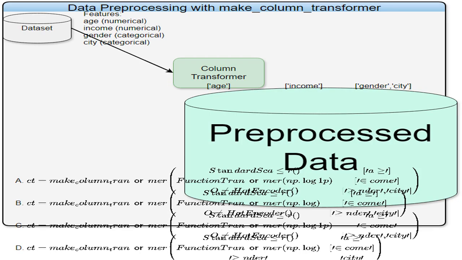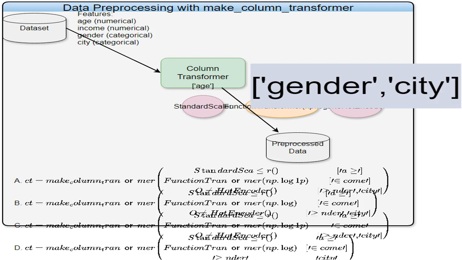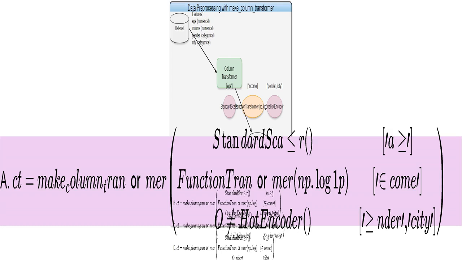This specifies that I want to apply a transformation, like standard scaler, to the age column. This selects the income column for a transformation, like function transformer. This indicates that I want to apply one hot encoder to both the gender and city columns. This is the correct answer. I'm applying standard scaler to age, log1p transformation to income, and one hot encoder to gender and city. I'm using the correct syntax and best practices.